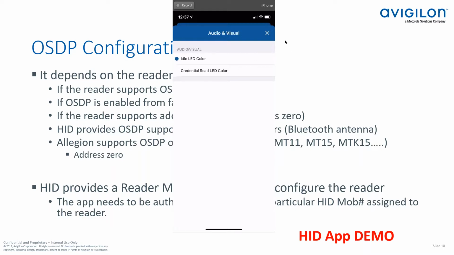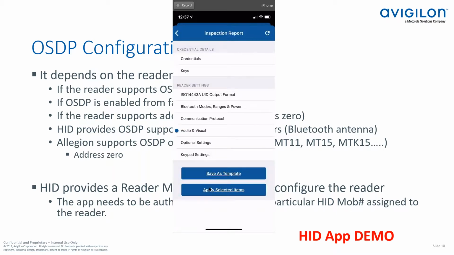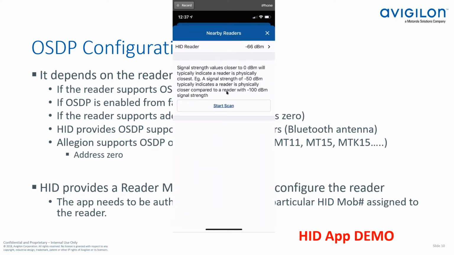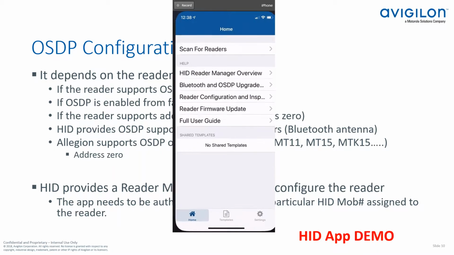I'm going to click the X to get out of this. And then I can apply that setting, save to the template and apply that setting to the reader. Okay, once you're done with that, you can come off of that, close the inspection of this reader here, and then you can move to the next one. So start scan again, move to the next reader and do the process. If you already saved the configuration as a template, now you can go and apply that to the next reader.